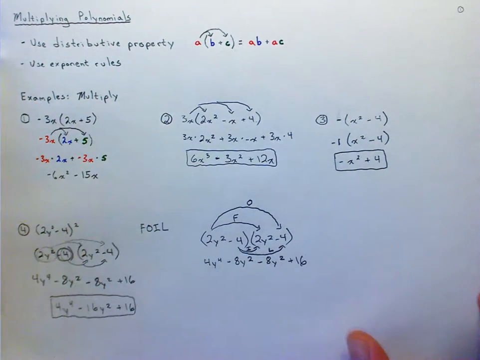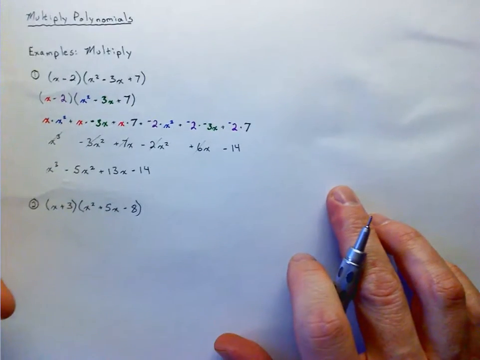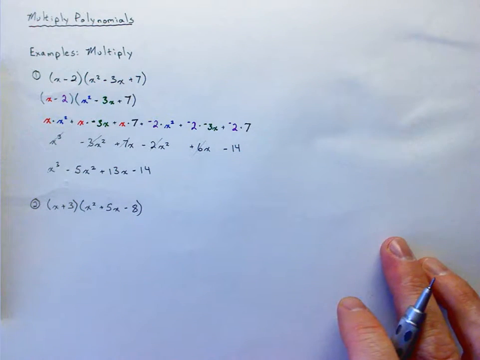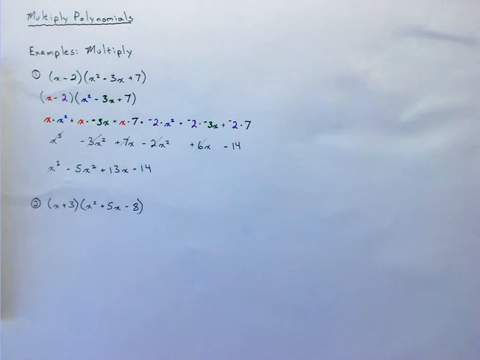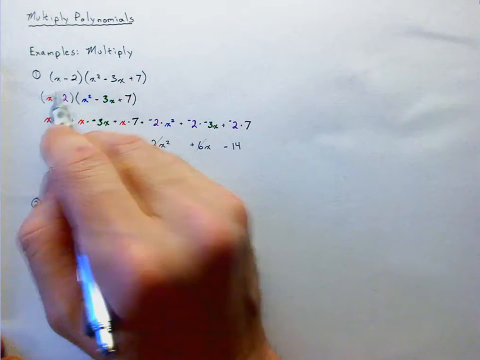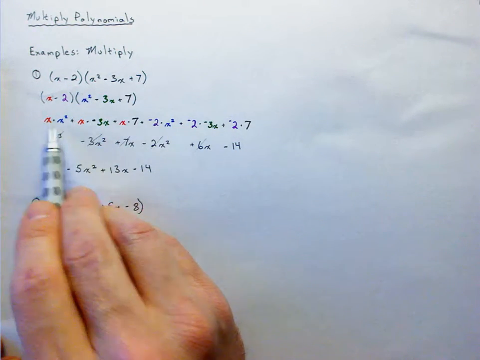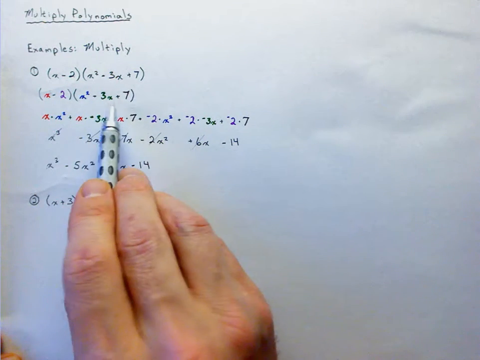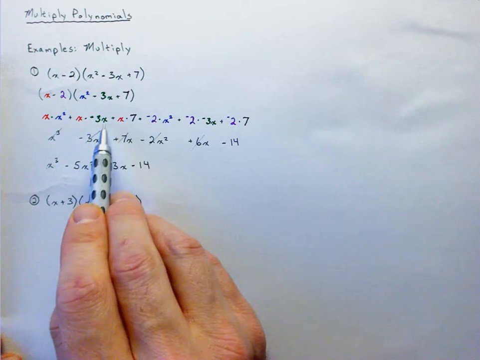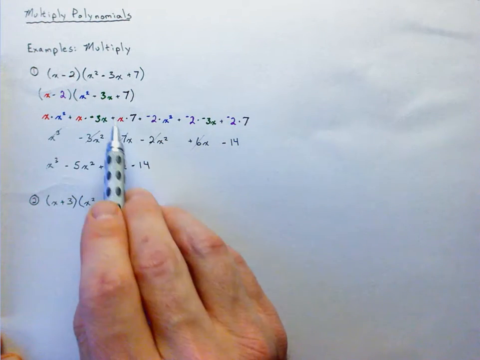Alright, let's look at an example and then work a problem, because instead of multiplying through by a monomial, we're going to have a binomial with a trinomial. If you look at the example, I color coded it so you could see my distributive property. I took this x and distributed it to all three terms first. So x times x squared, x times a negative 3x, and x times 7.